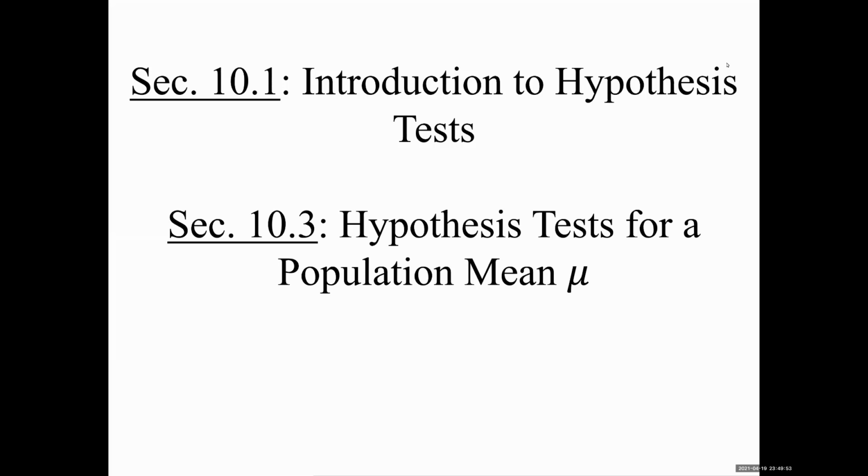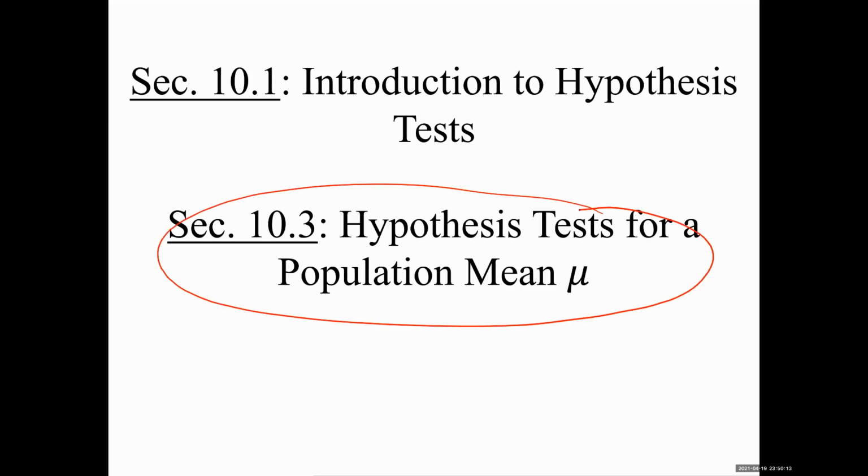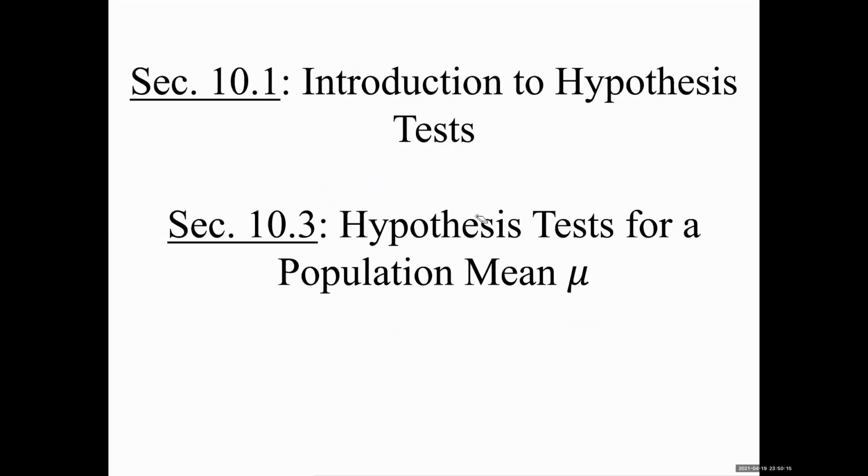So we're going to do 10.1 and 10.3 together. 10.1 is hypothesis test material that applies to all hypothesis tests. And section 10.3 is one specific type of hypothesis test, a hypothesis test for a mean. We're going to work on this one specific type, but as I tell you the story, I'll be explaining the material in 10.1. But 10.3 is what we're doing today.